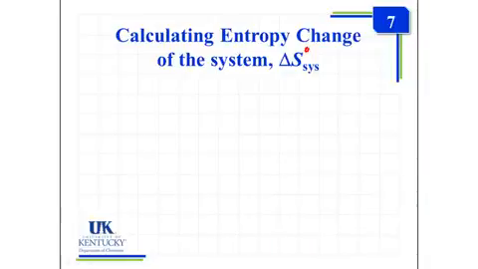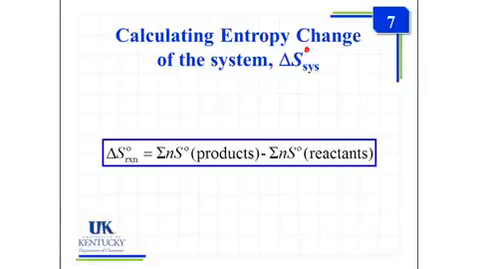Here is our equation. The delta S of a reaction is going to be the sum of the entropies of products minus the sum of the entropies of the reactants.